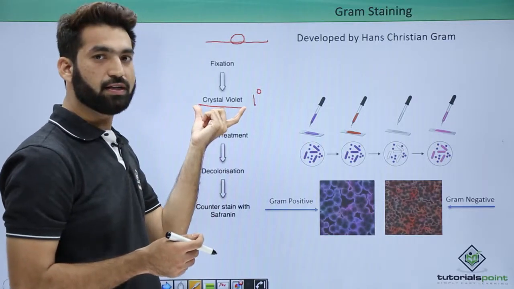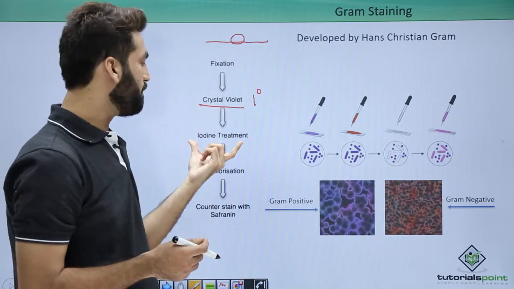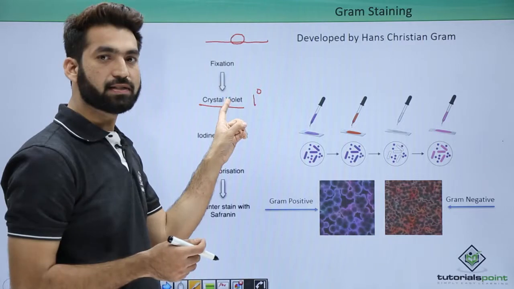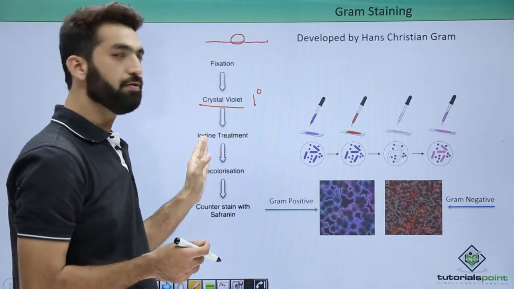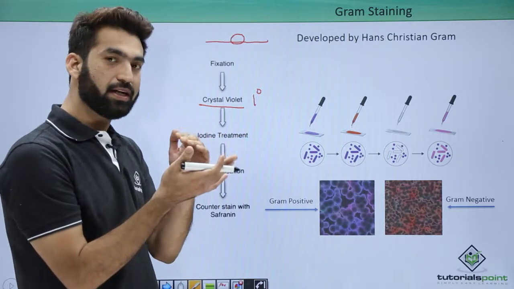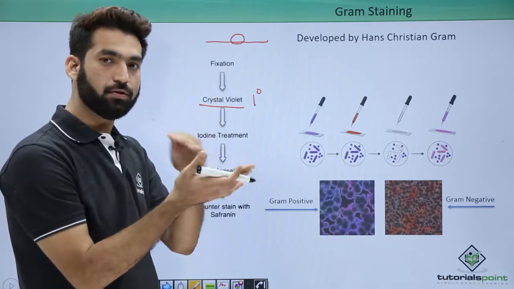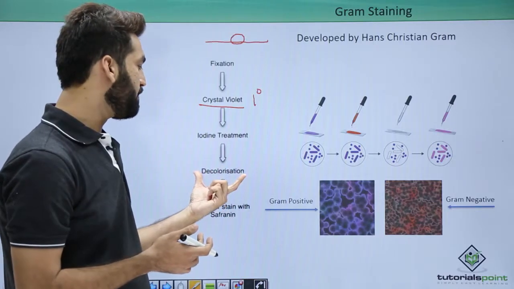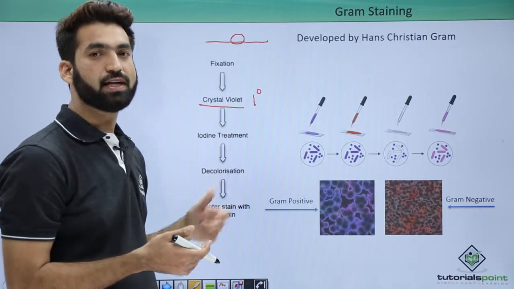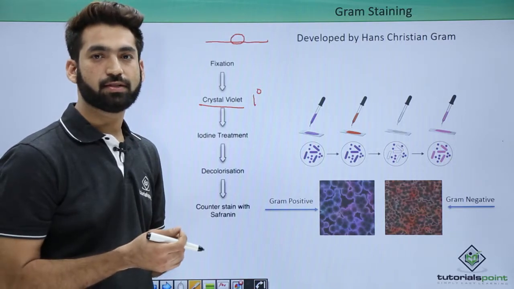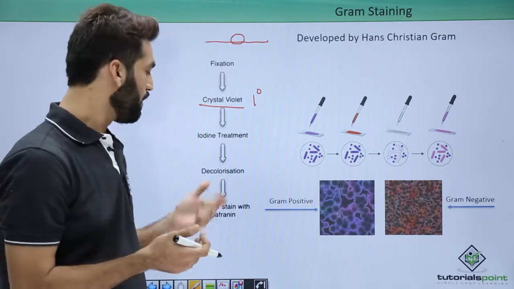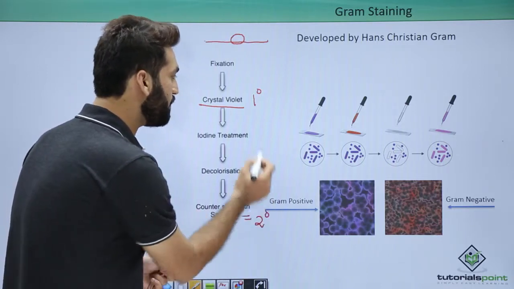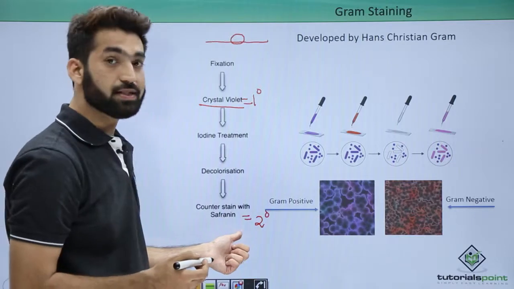When you cover the bacteria, you then add iodine solution. Iodine solution forms a complex with crystal violet, called the crystal violet iodine complex, and the iodine allows the crystal violet to settle down. Every time, you give washes with water, and thereafter you decolorize the bacteria. For decolorization, you may use organic solvents like acetone or ethanol. After that, you stain with the secondary dye, safranin. So crystal violet was the primary dye, and safranin is the secondary dye.